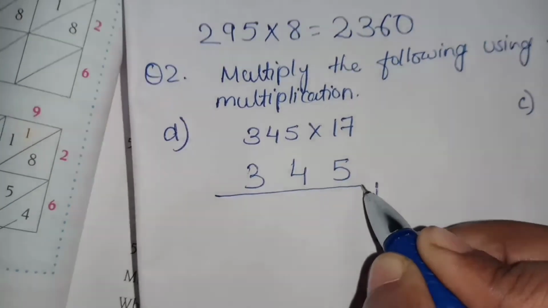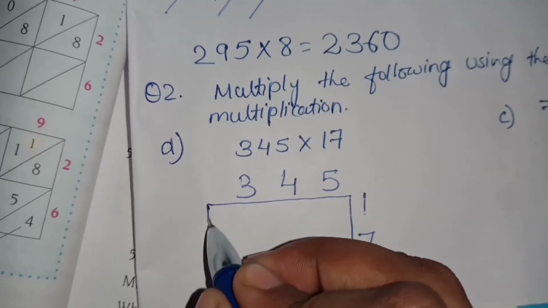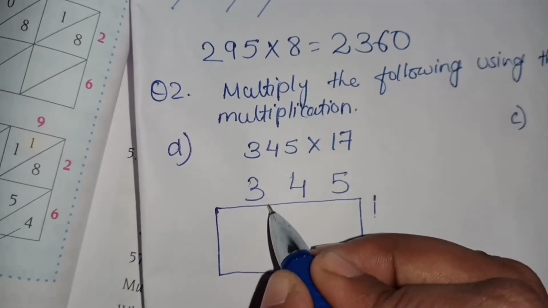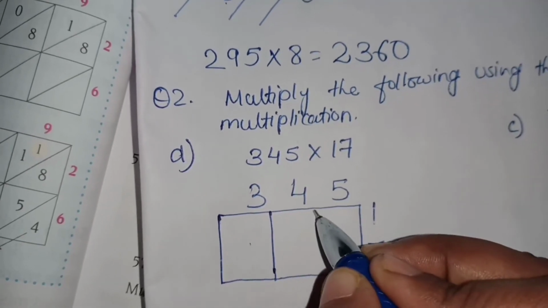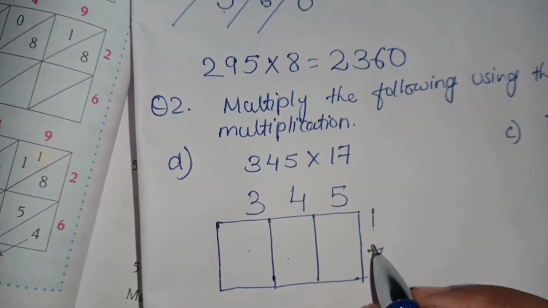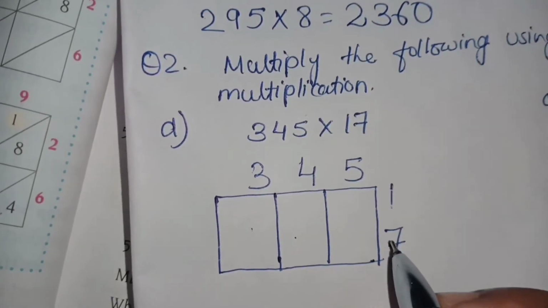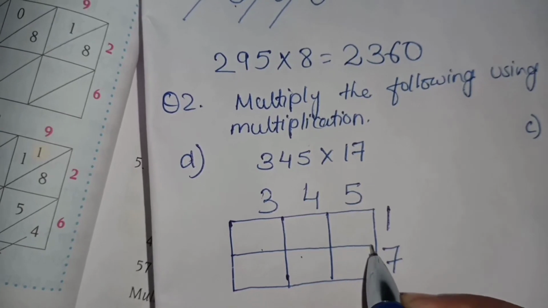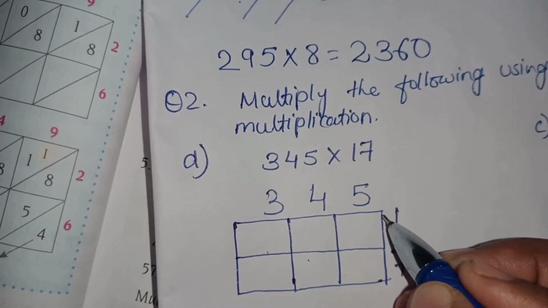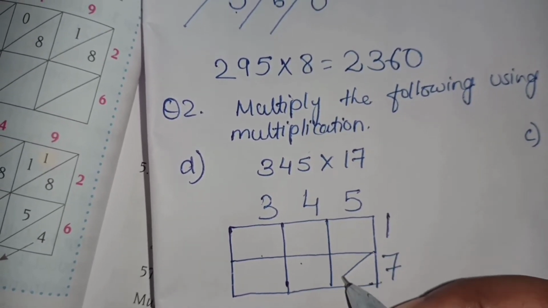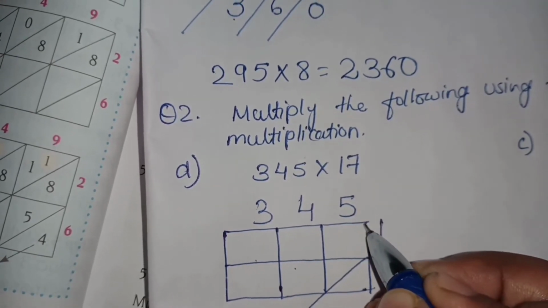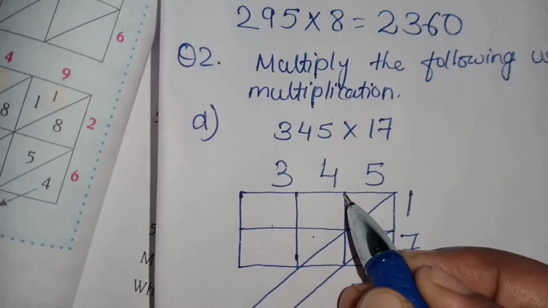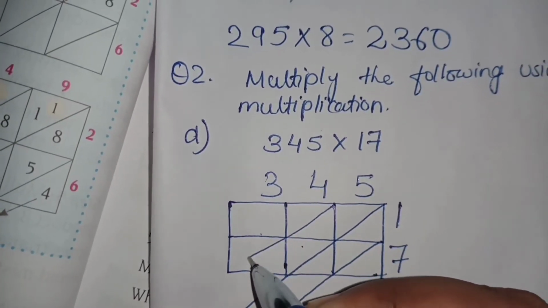Now you have to make a box. How many columns are there? 1, 2, 3. And how many rows are there this time? This time 2 rows, because a 2 digit number is there, 1 2, so 2 rows will be there. Divide it. Done. Now what you have to do? We have to make half of this. Make it like this. Make half of this.